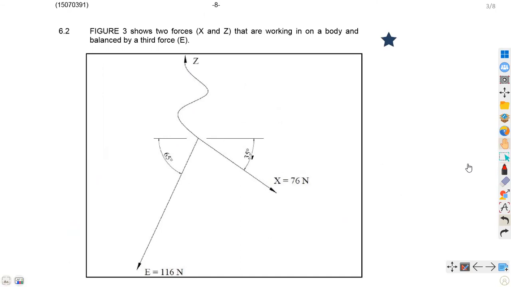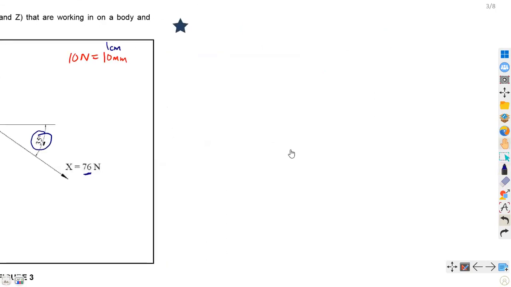I don't know what your suitable scale is, but as for me, I'm just going to apply this one. Let's say 10 Newton is equivalent to 10 millimeters, which is equivalent to 1 centimeter. I want you to see what is happening here. From our parallelogram rule, we are supposed to connect this to give us a parallelogram. If we take this as our reference for the 76 Newton, which is taken at 35 degrees, we're supposed to obtain something of this nature.